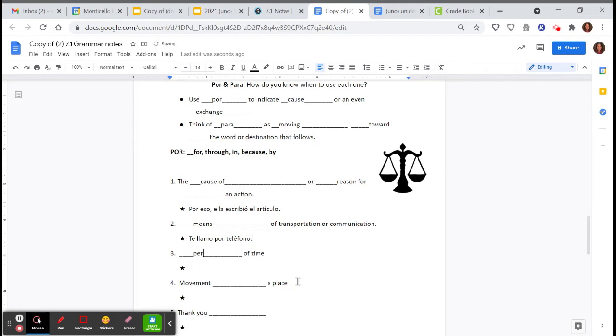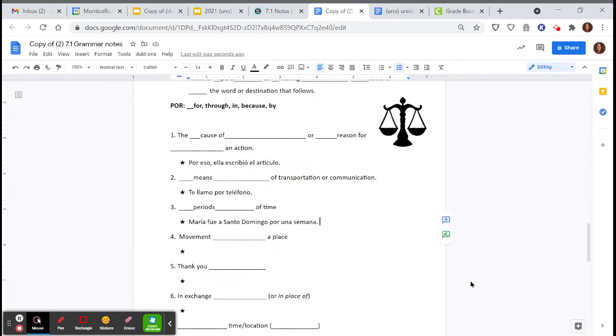Tres, we have periods of time. So an example here, María fue a Santo Domingo por una semana. So she went to Santo Domingo for 1 week. We're talking about the period of time of her vacation, for example. She went there for a week, so we're going to use for.